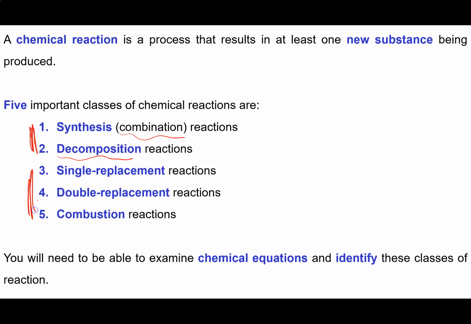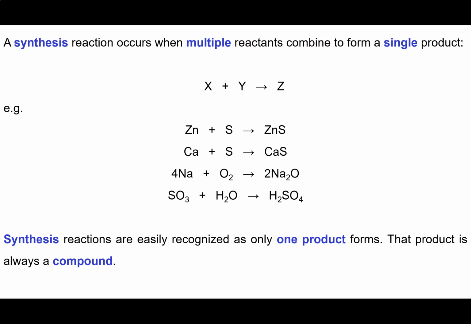The last three reactions here are a little more difficult to recognize. We have to dive a little bit deeper into the nature of the products and the reactants to recognize them, but we're going to show you how to do that. These are single replacement reactions, double replacement reactions, and combustion reactions. Now, how you're going to be able to tell what class of chemical reaction you're dealing with is by looking at the nature of the reactants and the nature of the products, and you'll be able to tell what kind of reaction it is.